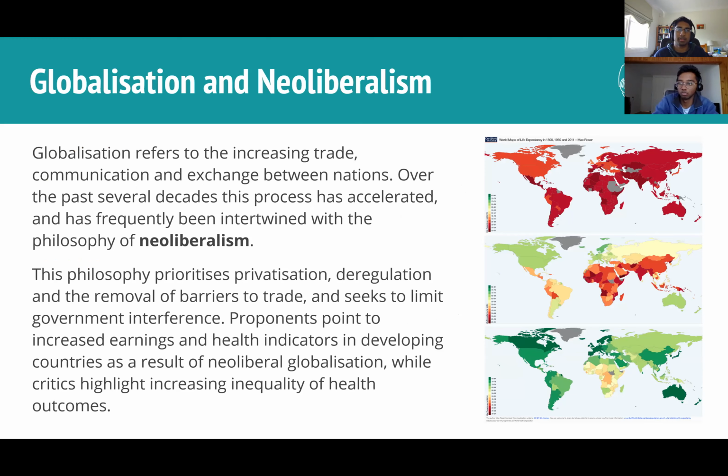So this is a process which has been going on since the dawn of time, but it's accelerated massively in the past few centuries, and especially since, say, 1940, 1950 onwards. And this is basically just increasing contact between countries, so trade, communication, cultural exchange, all sorts of things, even immigration. And this is sort of talking about increasing global connectedness.